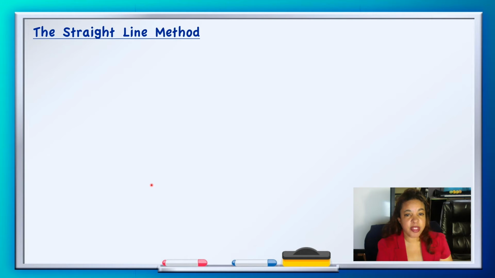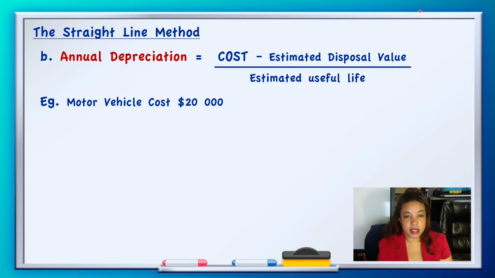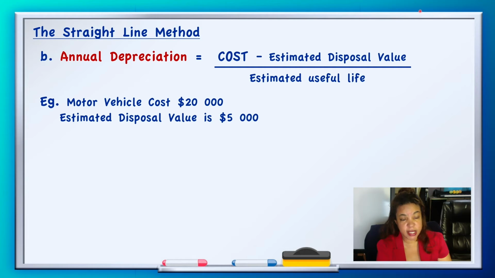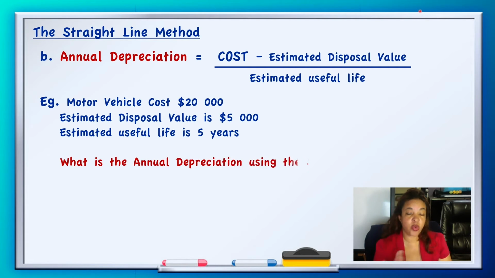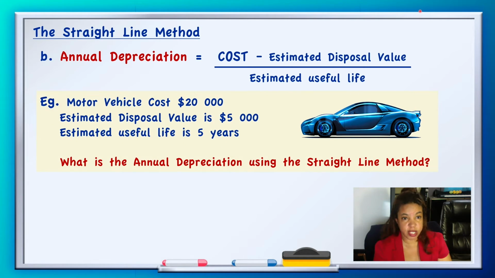So in this method, as we said, you're using the formula instead of the percentage. For example, motor vehicles, the same $20,000, but instead of giving you a depreciation rate, they told you an estimated disposal value, $5,000, and an estimated useful life, 5 years. So you would use this information to calculate your annual depreciation using the straight line method.